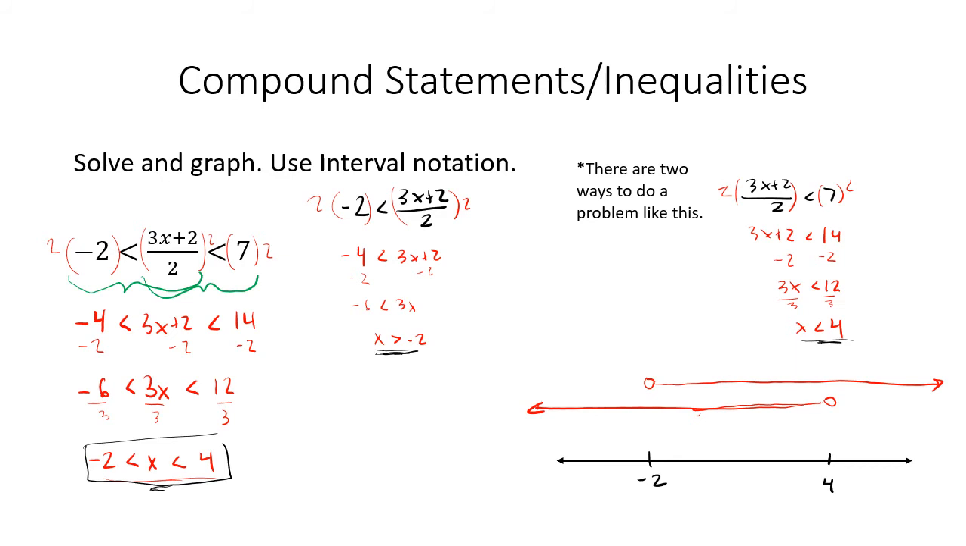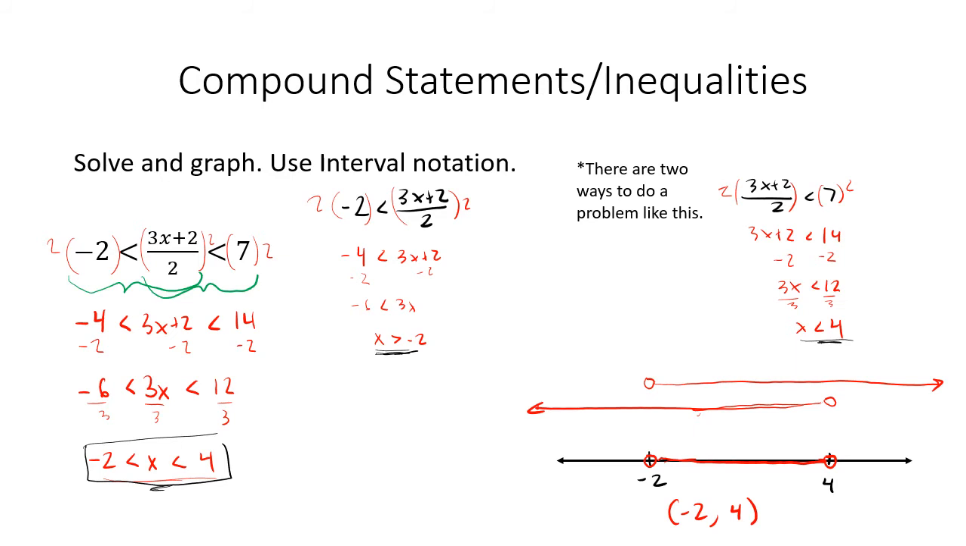And then the solution to this compound inequality, this particular one, which is a conjunction, it's an and statement. We shade where they're both true. So we'd have open circles on the negative 2 and the 4 and shade in between. And then in interval notation, we would write negative 2, comma 4. And that's our answer. And so that's correct.